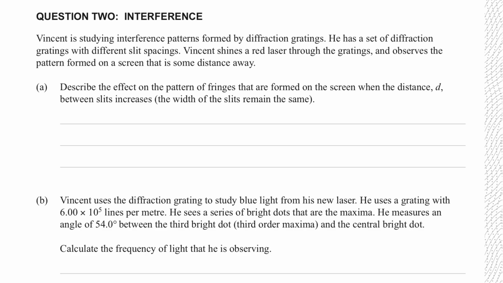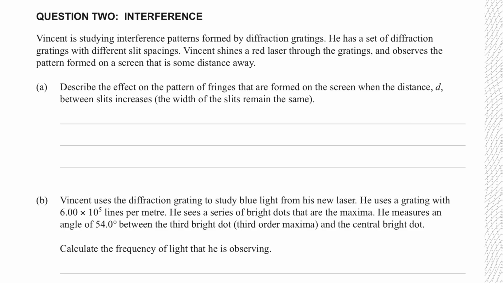So question 2 on waves, level 3. Vincent is studying interference patterns formed by diffraction gratings. Here's a set of diffraction gratings with different slit spacings. Vincent shines a red laser through the gratings and observes the pattern formed on a screen that is some distance away. So it's a very classic setup. There's no unusual context at all here. We're just shining a laser through diffraction gratings onto a screen.